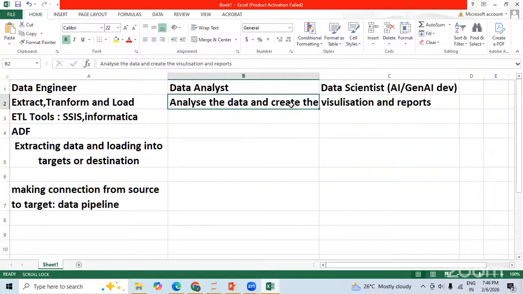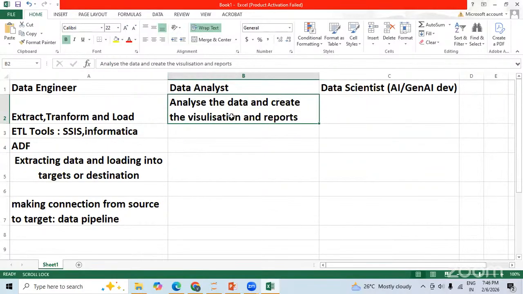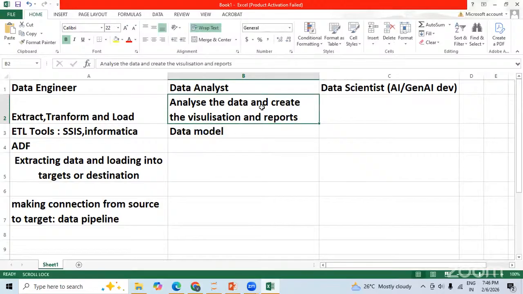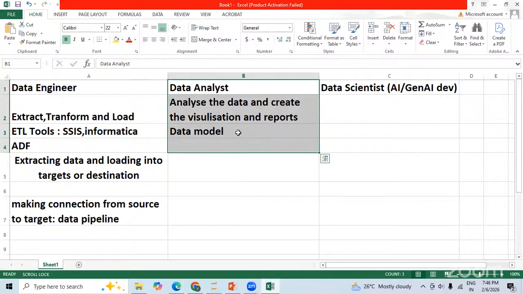So what will they do? First, they will create the data set. So what is the role of a data analyst? They will create the data model. Then they will analyze the data, and then they will create the dashboards and reports in Power BI. So these are the main roles and responsibilities of the data analyst.